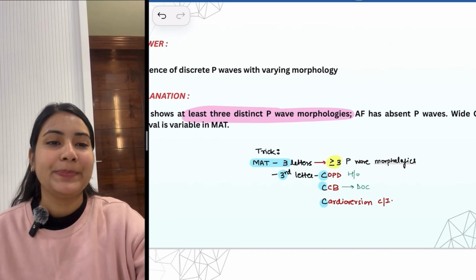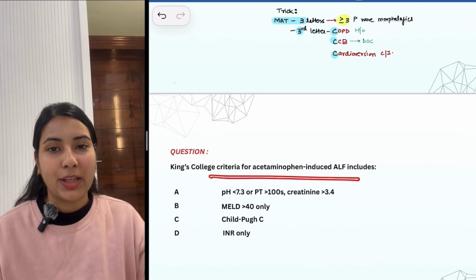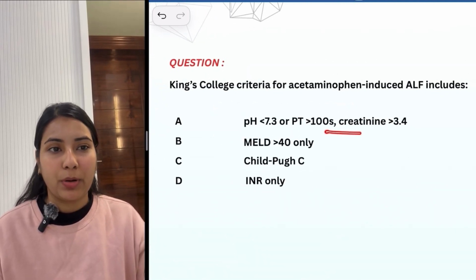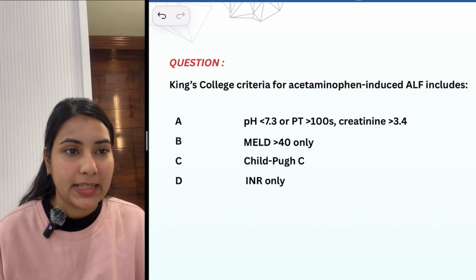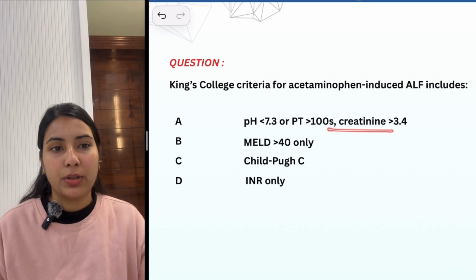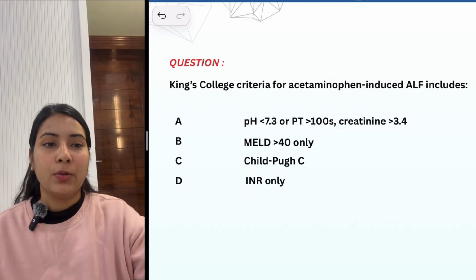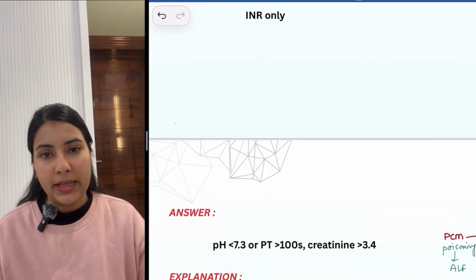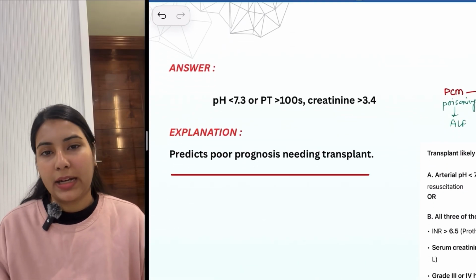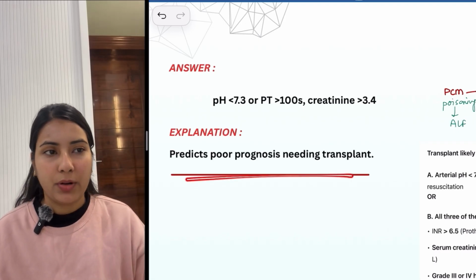King's College criteria for acetaminophen induced ALF, acute liver failure. It includes, your options are pH less than 7.3 or PT more than 100 seconds, creatinine more than 3.4. Option B is MELD more than 40, C Child-Pugh C, and D is INR only. So the answer here is option A, pH less than 7.3, PT more than 100 seconds, or creatinine more than 3.4. It indicates the poor prognosis and the need for transplant.